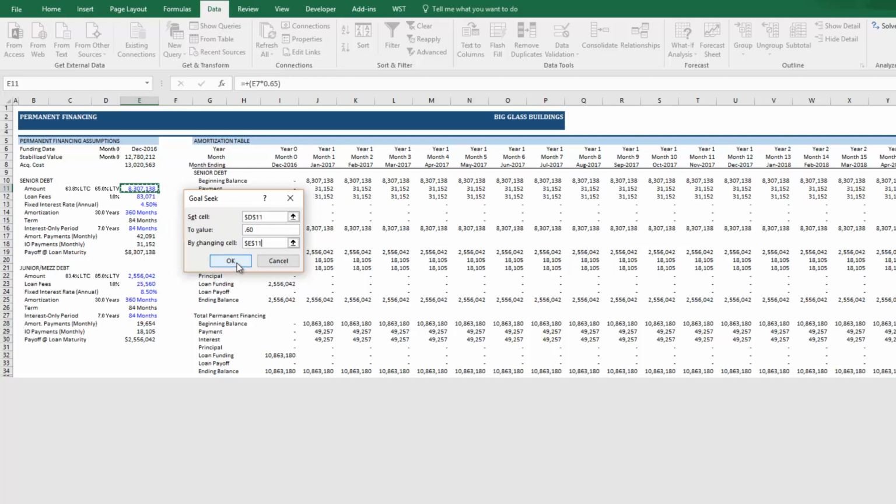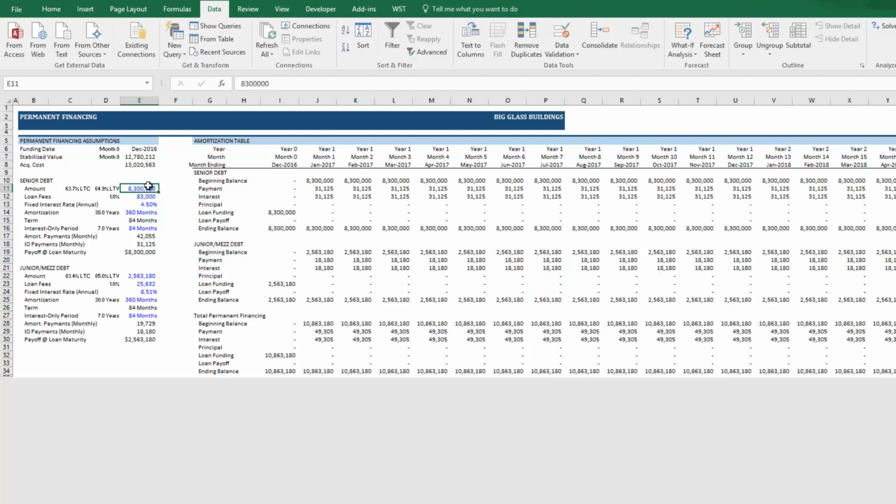And then Excel is just going to do an iterative process. Oops, this has to actually have a value in it. So let me just drop that in. Okay. So this has to be a value.